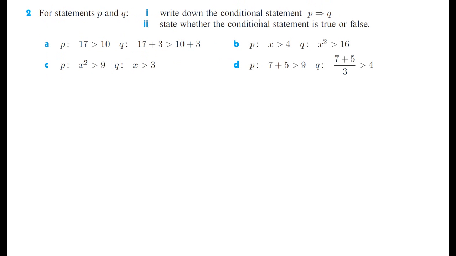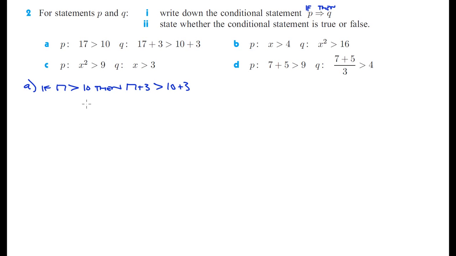Okay? Number 2. Write down the conditional statement P implies Q. Okay, so if you'll remember, this is if P, then Q. Right? And then state whether the conditional statement is true or false. Okay, so for A, we write down the conditional statement. So if 17 is greater than 10, then 17 plus 3 will be greater than 10 plus 3.